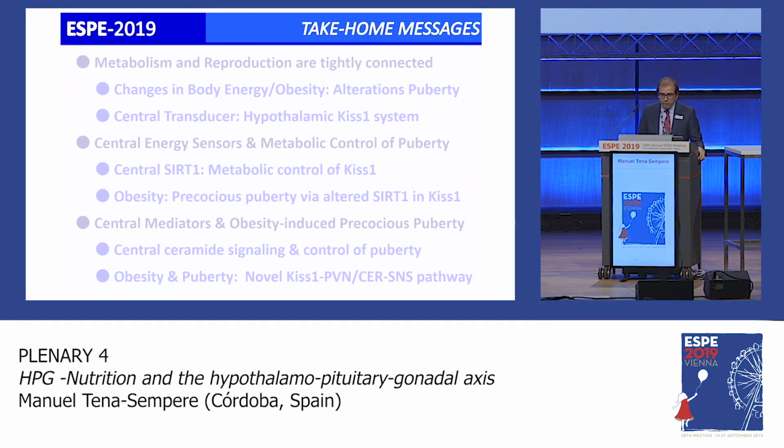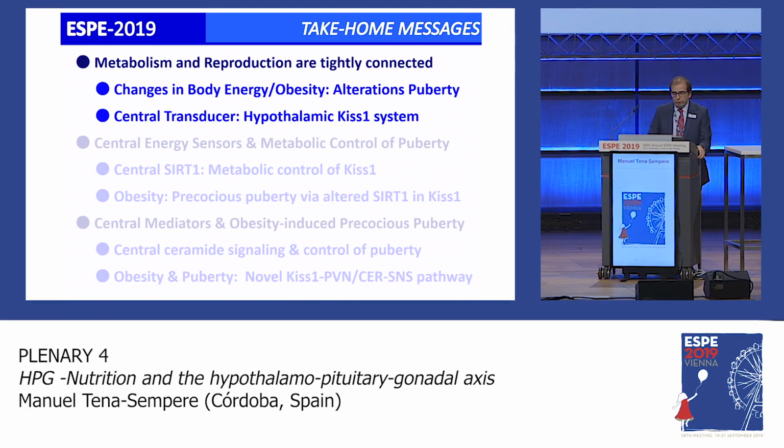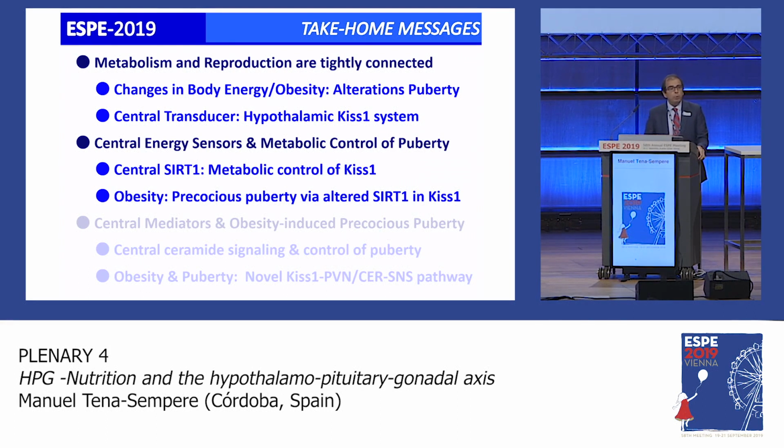So just some take-home messages to finish up. First, I hope I have convinced you, probably I didn't need to put much effort on that, that metabolism and reproduction are tightly connected, so changes in body weight and obesity are causing alterations of puberty, and we believe that the hypothalamic KISS1 system is an important player to connect metabolism and puberty. In our search for potential molecular mechanisms to explain this phenomenon, we have come across the important role of several cellular energy sensors, including mTOR, AMP kinase, and more recently SIRT1, that we do believe can explain how obesity is affecting puberty in mammals, including humans.